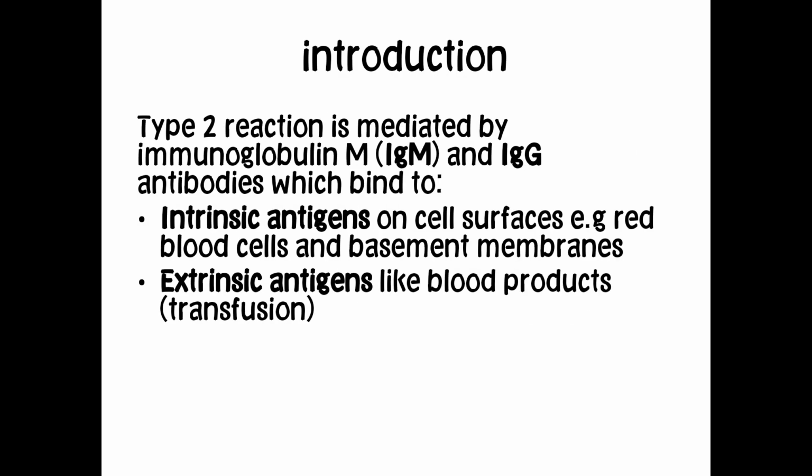Type 2 hypersensitivity reaction is mediated by immunoglobulin type M and type G, and these antibodies bind to intrinsic antigens, that is, antigens within the host, or extrinsic antigens, that is, antigens coming from outside the host. Examples of intrinsic antigens include red blood cells and the basement membrane of some body structures and tissues. Examples of extrinsic antigens include the blood products of transfusion.